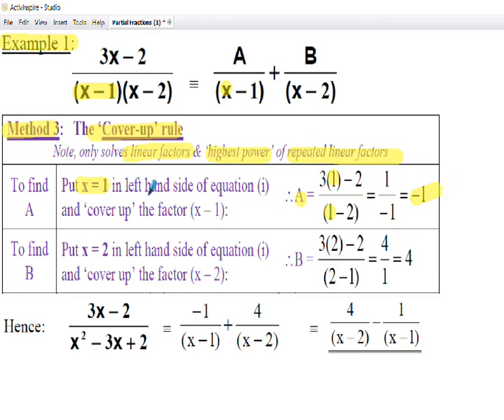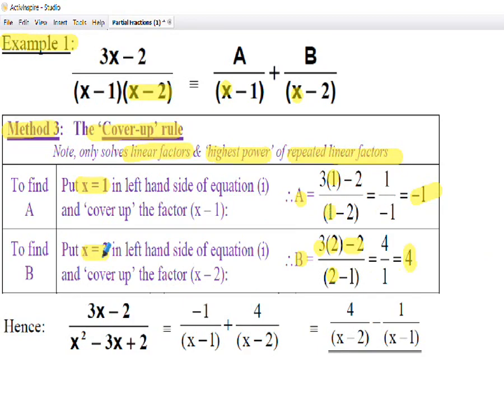To find the b constant, we move to the right hand side here, and we say what do we make the value of x now to make the bracket go to 0. For the second bracket we make x equal to 2, and then we cover up on the left hand side the x minus 2 bracket and then put the values into the remaining part of the equation on the left hand side to find the value of b. So in this case the top line will be 3 times the x, which is 2, take away 2, all divided by, on the bottom line, we will have x take away 1, that will be 2 take away 1. In doing the arithmetic, we find that b is equal to 4.